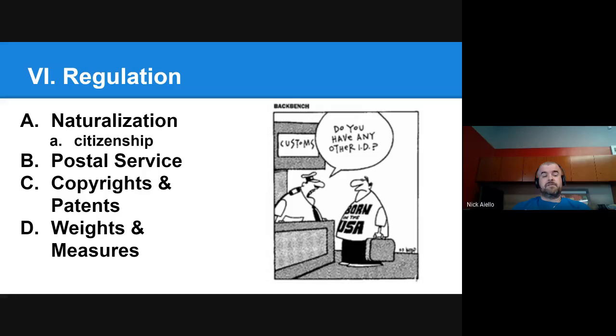The post office is run by the national government. So any crime against the post office, any crime regarding tampering with mail is actually considered a federal crime.